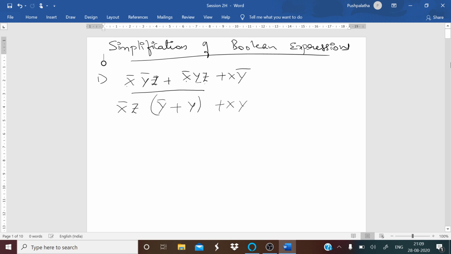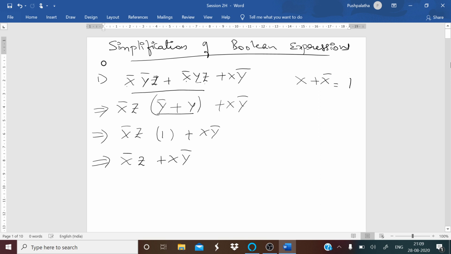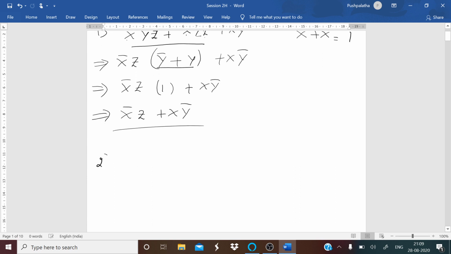Then plus xy bar. So that is x bar z. What is y bar plus y? From the complement rule, x plus x bar is equal to 1, right? So y plus y bar is 1, plus xy bar. So this becomes x bar z plus xy bar. We'll leave it as it is. This is the final expression, the simplification of the given expression.